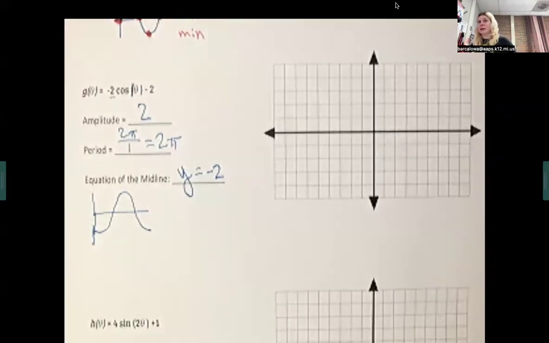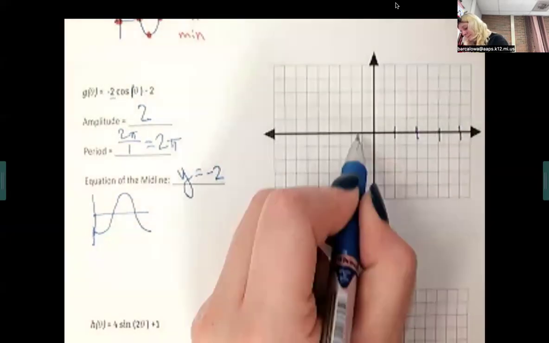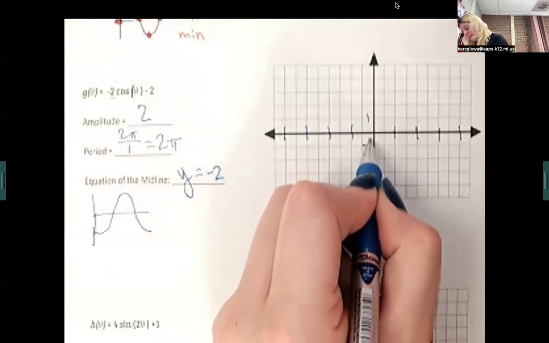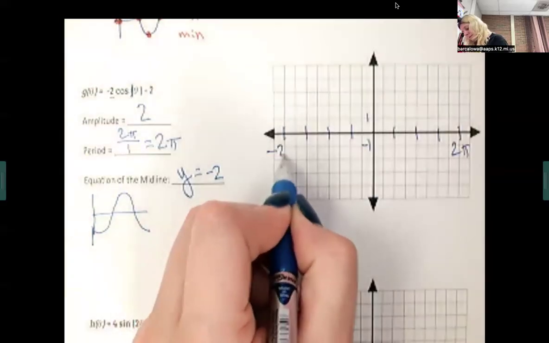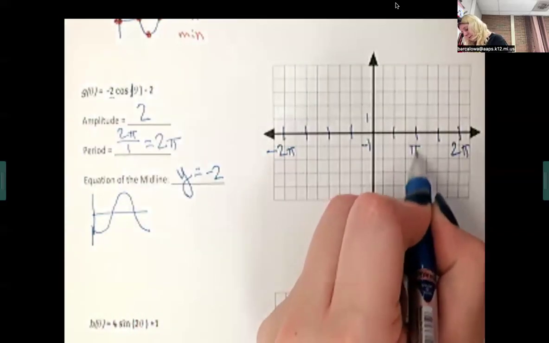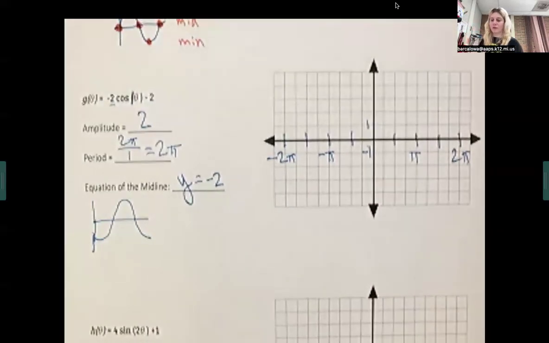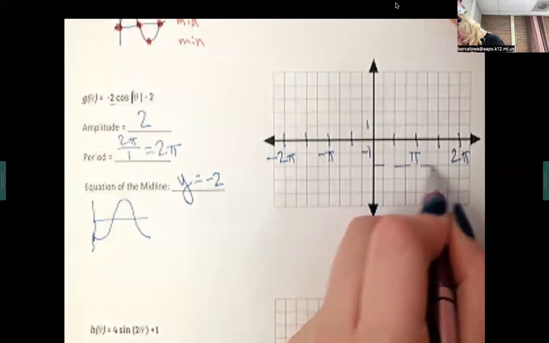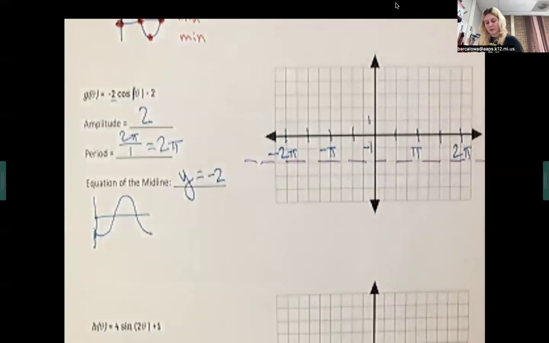Now I need to label the axes, okay? Let's do tick marks. Don't forget to label your y-axis, okay? 1 period here, 2 pi, -2 pi. Halfway between would be 1 pi, and -1 pi. All right. Information gathered, axes labeled. Start with your midline at -2. Everything is based around your midline.